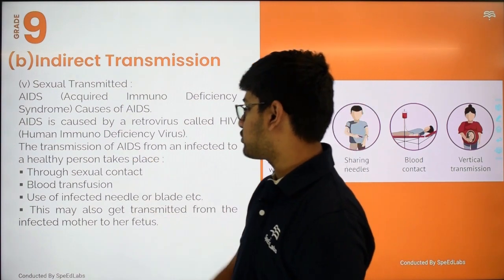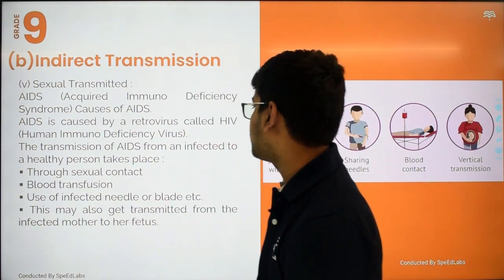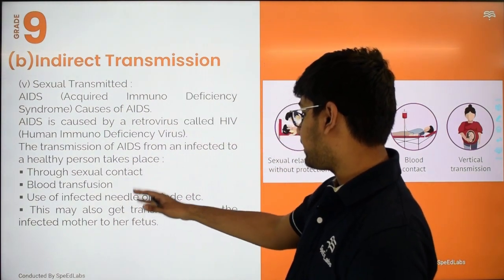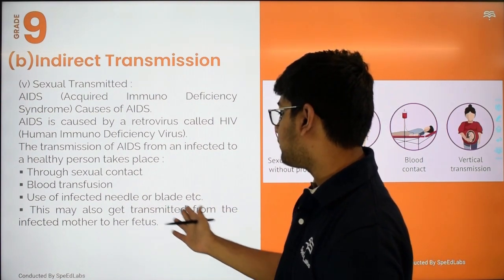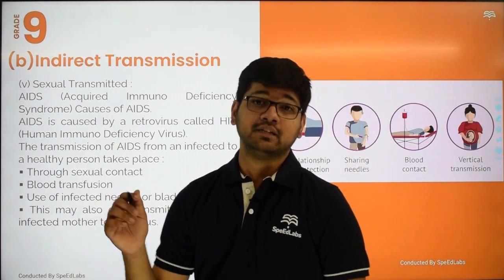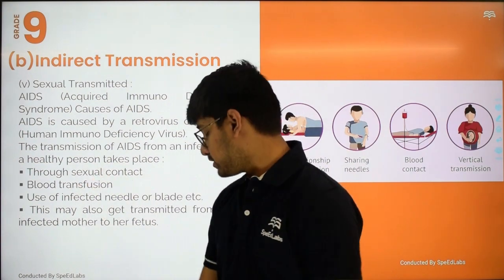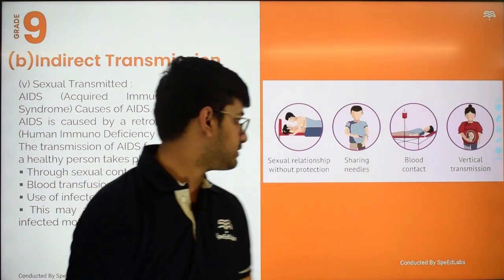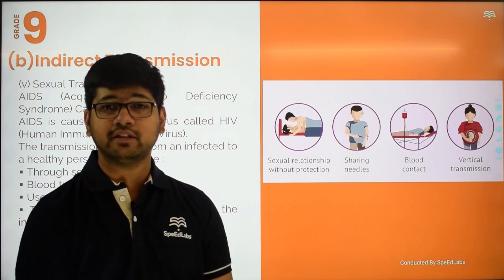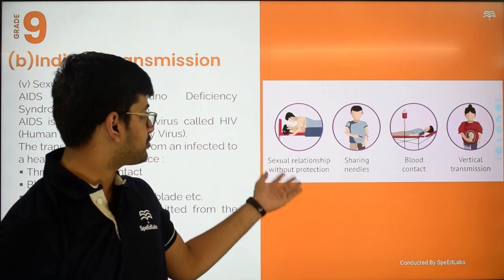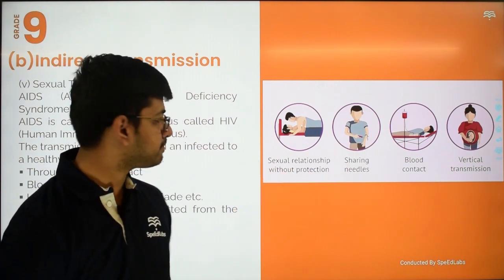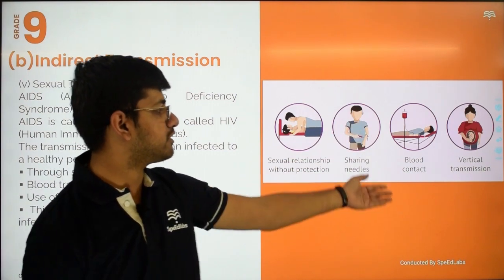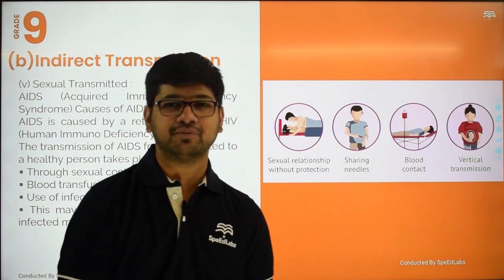This happens through sexual contact, through blood transfusion or through infected needles or blade, and it transmits from the infected mother to her fetus. These are the areas through which AIDS may pass from an infected person to a healthy person, which is in four ways: sexual relationship without protection, sharing needles, blood contact or vertical transmission. All right.